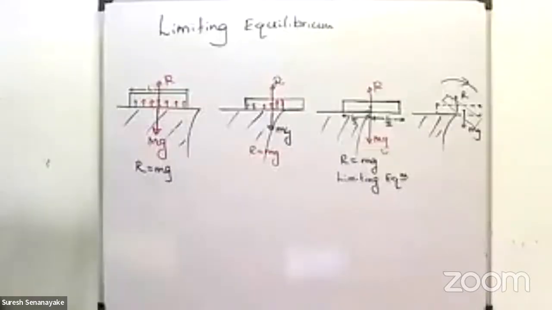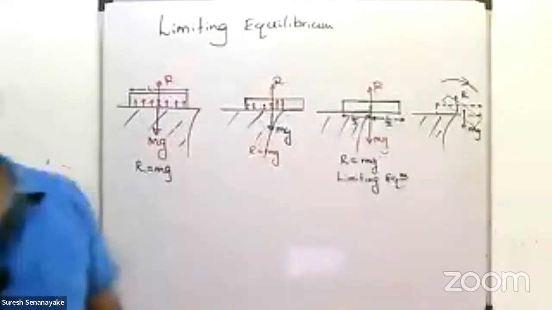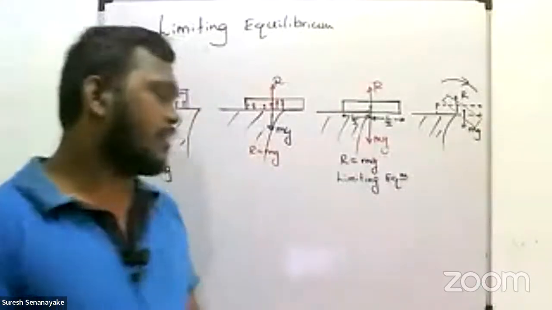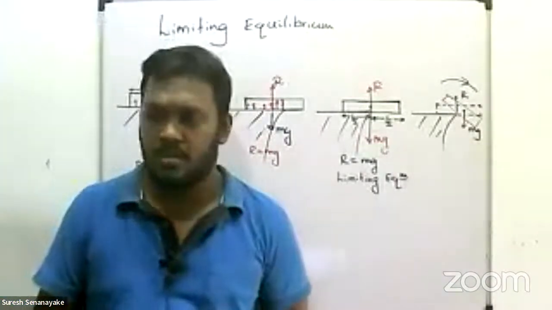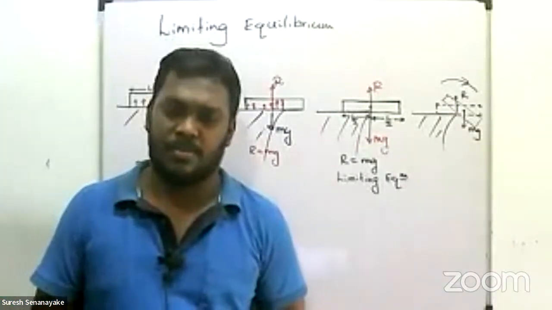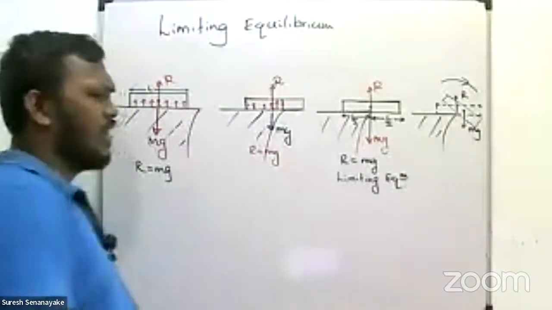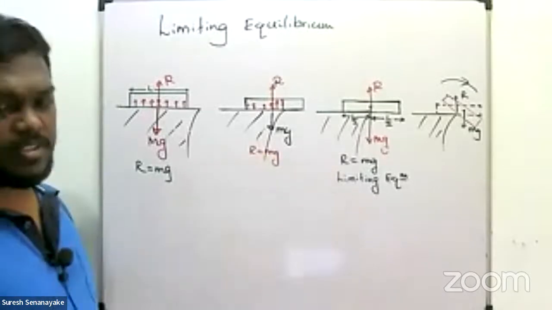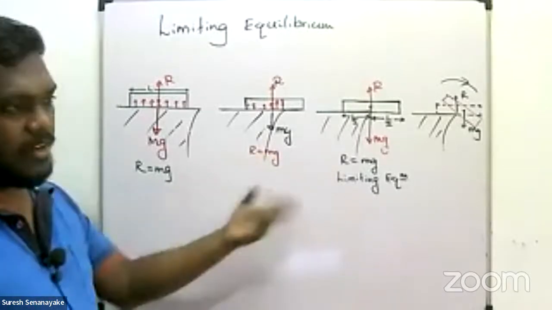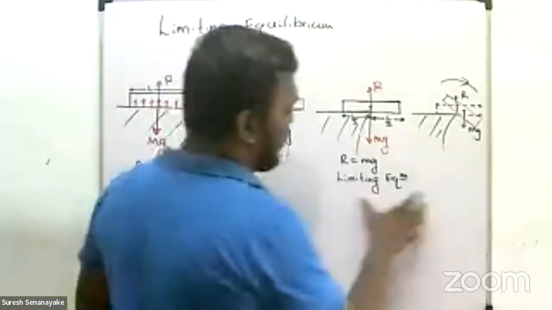Right, so then limiting equilibrium we can define like this: when a body is on the point of motion but is not moving due to a frictional force. Any tendency to move will be resisted due to the frictional force. So this is only one example of limiting equilibrium.